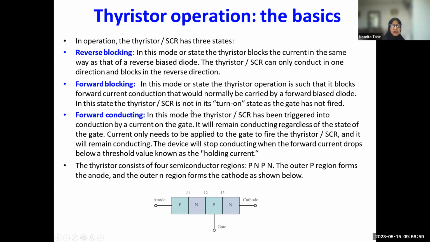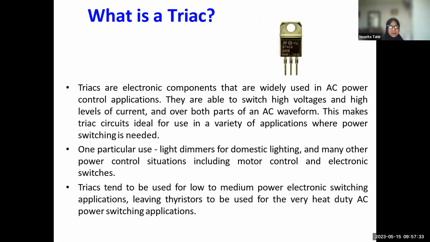This will not turn on, as the gate has not been fired. Forward conducting: in this mode, the thyristor has been triggered into conduction by a current on the gate. Remember, for the thyristor, we need to activate the gate. Current only needs to be applied to the gate to fire the thyristor, and after that it will remain conducting. So this is the basic operation of our thyristor.